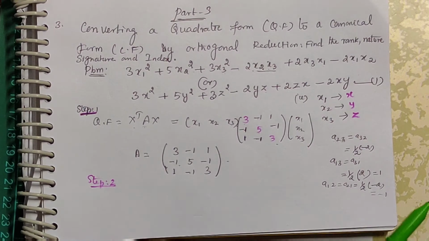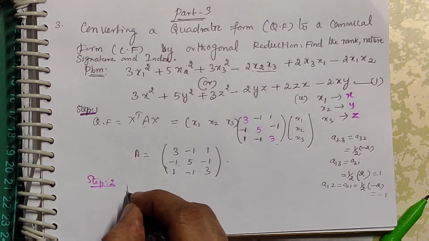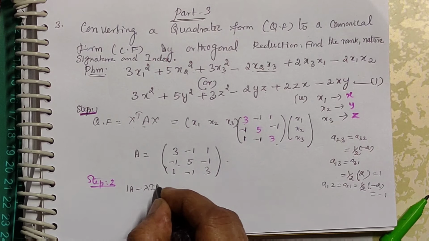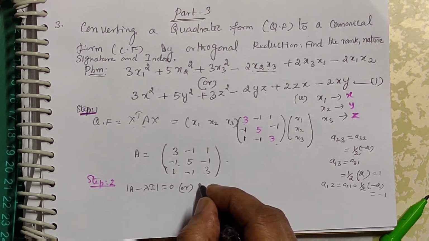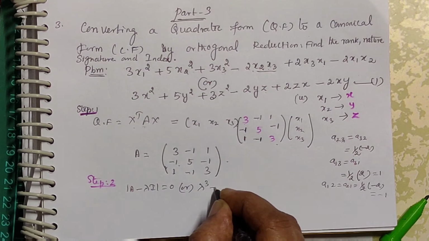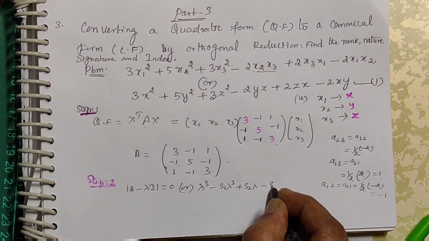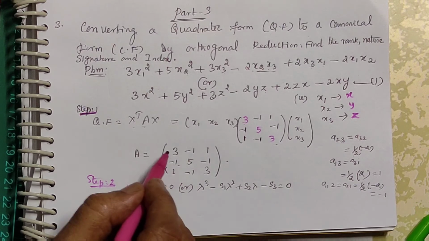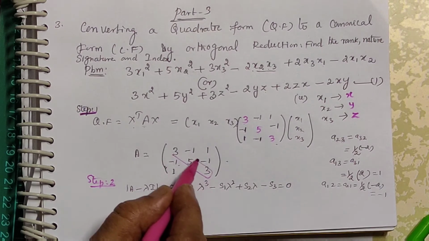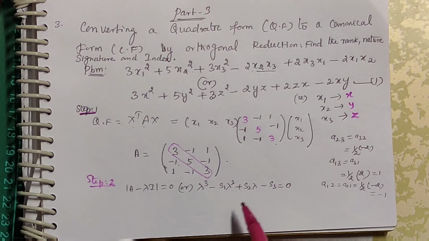So how to find the eigenvalues? In part 2 I have explained in detail. You have to find the determinant of A minus lambda I equal to 0 and solve it, which is nothing but the characteristic equation, or else you can write it as lambda cubed minus S1 lambda squared plus S2 lambda minus S3 equal to 0. Here the principal diagonal elements are 3, 5, 3. So S1 is nothing but the sum of the principal diagonal elements, that is 3 plus 5 plus 3.